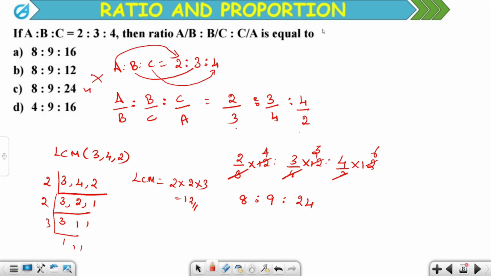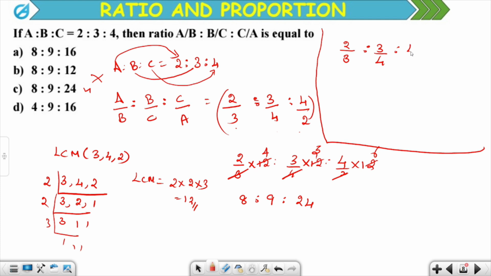Okay, there is one more method. Instead of doing this much big calculation, there is one more method. See here, what is the ratio of A by B, B by C, and C by A? Here we have written 2 by 3 is to 3 by 4 is to 4 by 2. Let me call these the first ratio, second ratio, and third ratio. In order to find the first ratio, what you need to do is multiply these two denominators.